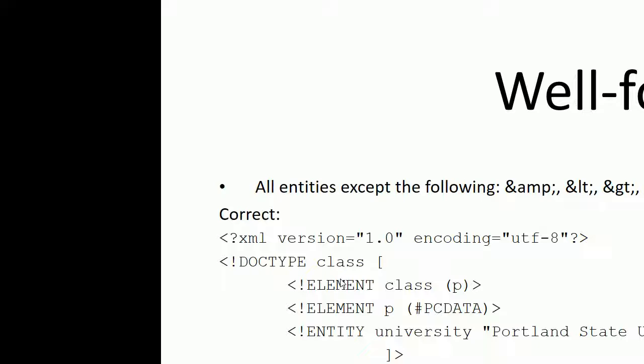All entities except for the ampersand, less than, greater than, apostrophe, or quote must be declared. And the way you do that is, for example, we say entity university, Portland State University in the doctype declaration. Then when we refer to this ampersand university semicolon, that's what we call a declared entity. In this case, we have not declared the entity, so this is an undeclared entity, therefore it is malformed.